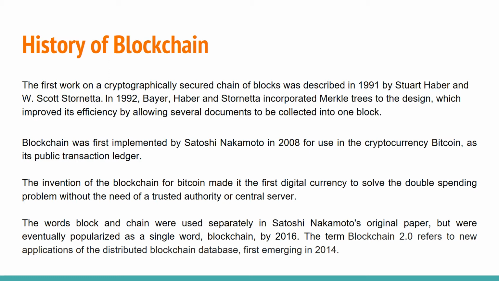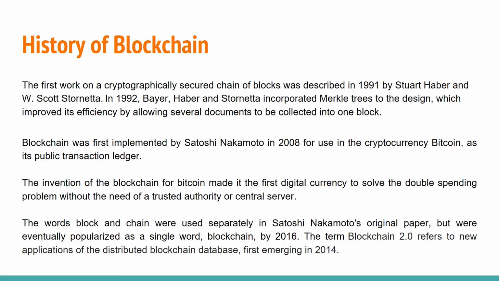Blockchain was first successfully implemented by Satoshi Nakamoto in 2008 for its use in the cryptocurrency Bitcoin as its public transaction ledger. The invention of the blockchain for Bitcoin made it the first digital currency to solve the double spending problem without the need of a trusted authority or central server.